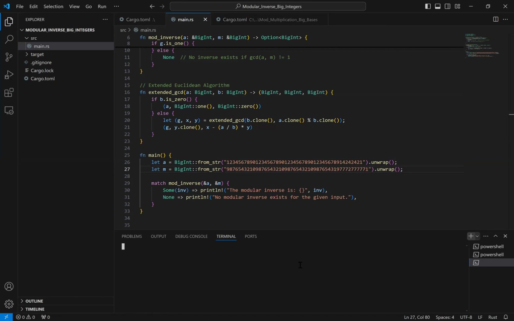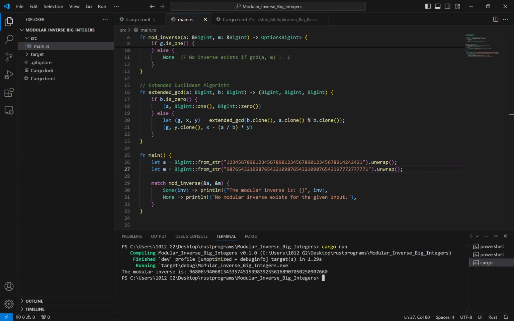I don't know whether they're relatively prime. Of course, they can only work if they're relatively prime. Let me run this. Oh, it has given us the inverse, this. Of course, you can make it even longer, only that it will still run, but it will take time. Of course, there'll be no overflow because of the unwrap. So the unwrap is taking care of that.